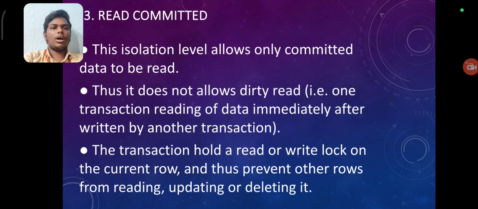So this is the third level of isolation, read committed. In this isolation level, only committed data is allowed to be read. It does not allow uncommitted data. Thus, it does not allow dirty reads, that is, one transaction reading data immediately after it is written by another transaction. The transaction holds a read or write lock on the current row and thus prevents other transactions from reading, updating or deleting it.